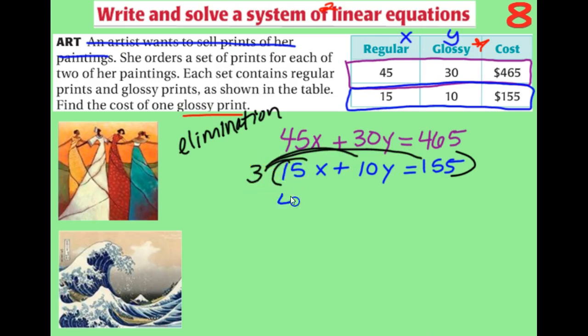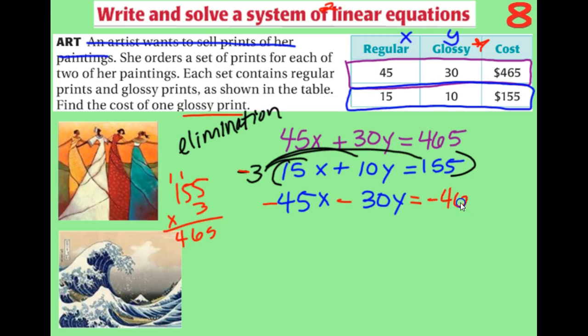So 3 times 15 is 45x. 3 times 10 is 30y. Oops, one thing I forgot. These are both positive, so we need one of them to be a negative. So this would be a negative 45 and a negative 30. So we're multiplying by a negative. Equal to a negative 155 times 3. Well, 5 times 3 is 15. 5 times 3 is 15 again, plus 1 more is 16. 3 times 1 is 3, so 1 more is 4. So that's negative 465.